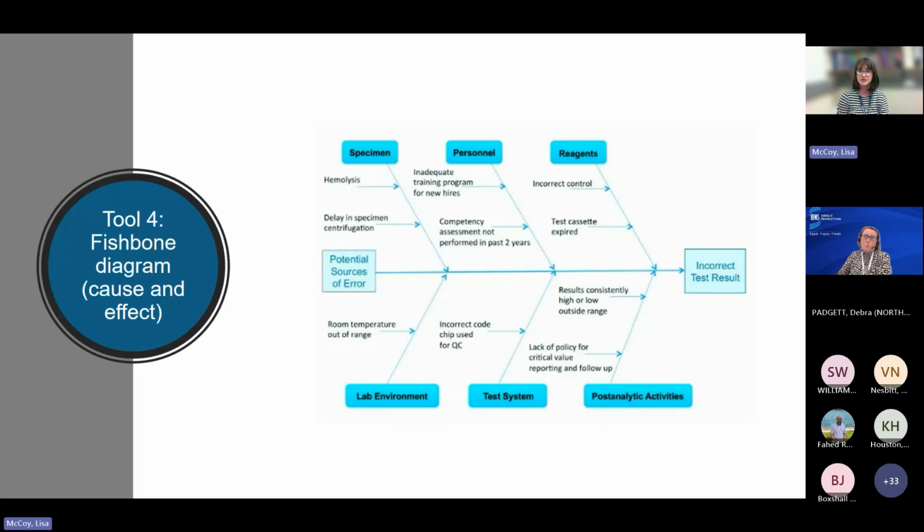identify areas for improvement. So teams, what they would essentially do is list causes under the categories of materials, methods, equipment, environment, and people. But in this case, they have chosen to do specimen, personnel, reagents, lab environment, test system, and post-analytical activities. So you can choose the most likely causes to be contributing to the effect.